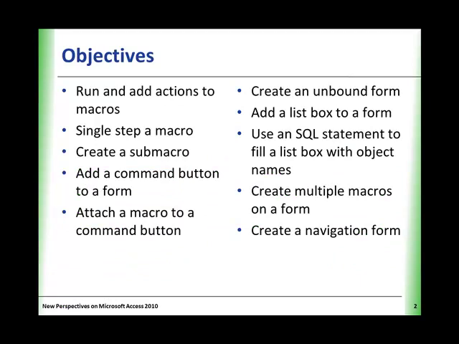Our objectives for this chapter are that we're going to run and add some actions to macros. We're going to learn how to single step a macro so that we can find where the errors exist in it. We're going to create a sub macro. In older versions of Access, they called those macro groups. We're going to add a command button to a form.